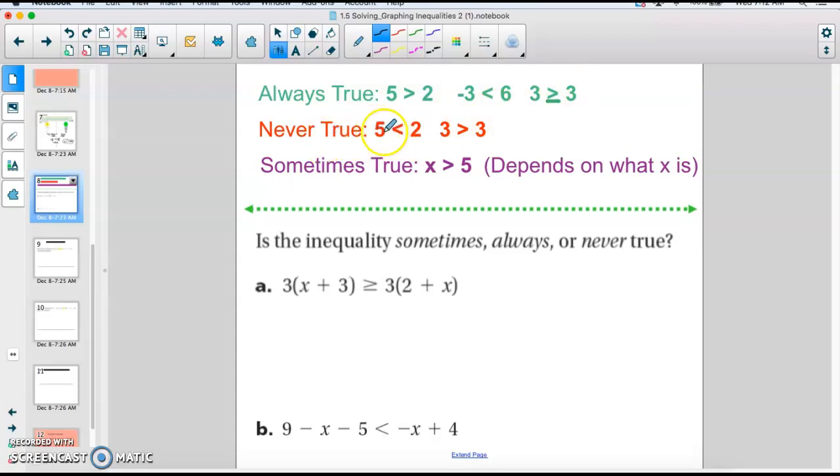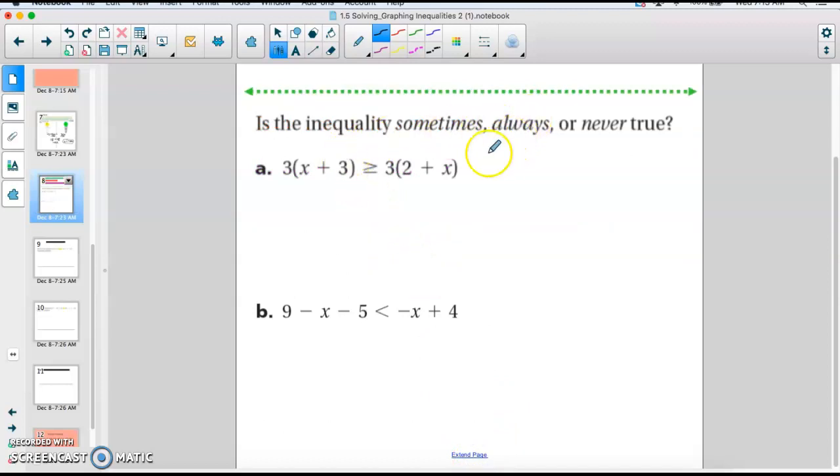Never true would be something like 5 is less than 2. Well, that's not true. Or 3 is greater than 3. It's not greater than, it's equal to, right? Sometimes true is when you're going to have a variable. x is greater than 5. Well, sometimes, yep. So if x is 7, it works. But if x is negative 7, then it doesn't. Okay, so those are sometimes, always, nevers.